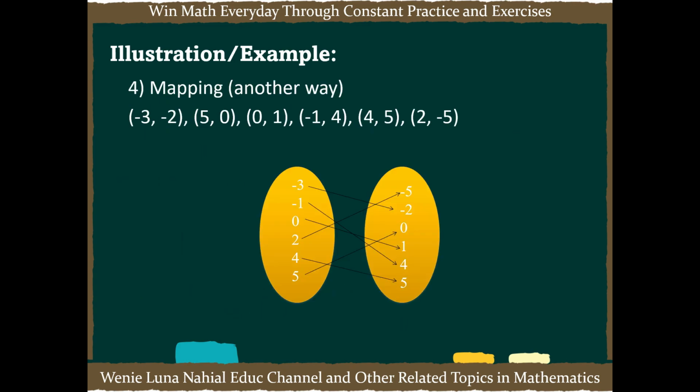Okay. Then another illustration here, mapping, another way of showing a relation. Again, you can see that the arrows here, each element here is paired with a unique element right here. So the arrows illustrate another way of showing a relation, and this one is what we call mapping.